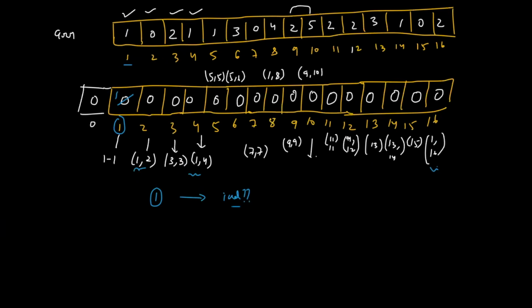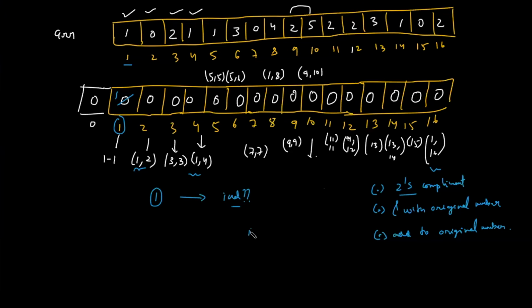So how do you figure them out? The classical way to find the next is you find the 2's complement of 1. So write it in binary. Binary is 1, so the 2's complement of this will actually be 1. I'll not teach what a 2's complement is now.